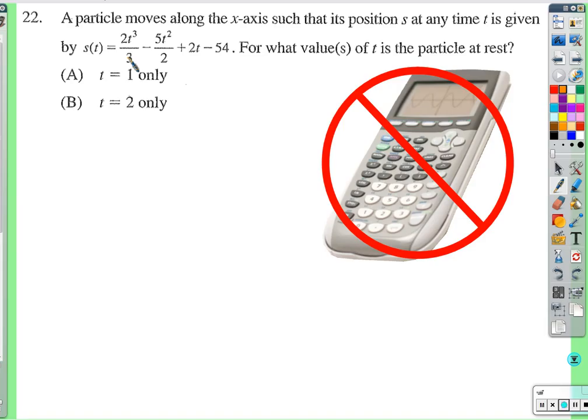So for what values of t is the particle at rest? What will tell us when it's at rest? Setting the derivative, which is the velocity function, equal to 0, because velocity is about the rate of change of motion, and if it's got 0 rate of change, its position isn't changing, which means it's stopped somewhere. So first we're going to take the velocity function. So v of t equals 2t squared plus 5t plus 2.